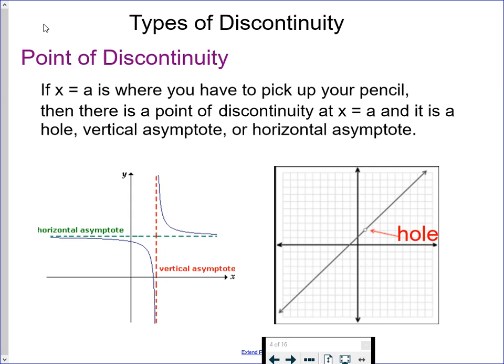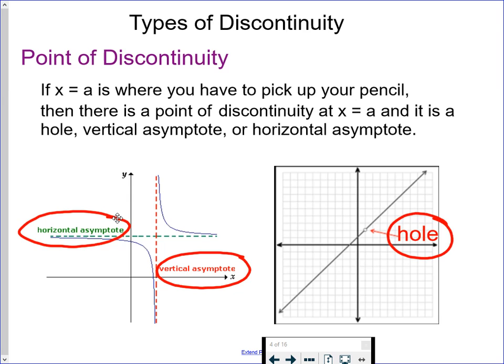Okay, so what is going to cause me to pick up my pencil or my finger? Things that can happen: we can have a horizontal asymptote, a vertical asymptote, and what's called a hole in the graph. We can have all three. We can also have what's called an oblique asymptote, but I can't show you that because I have a horizontal asymptote up there. We'll get to all those definitions in a second. These are all different places that cause a space or a jump in the graph.